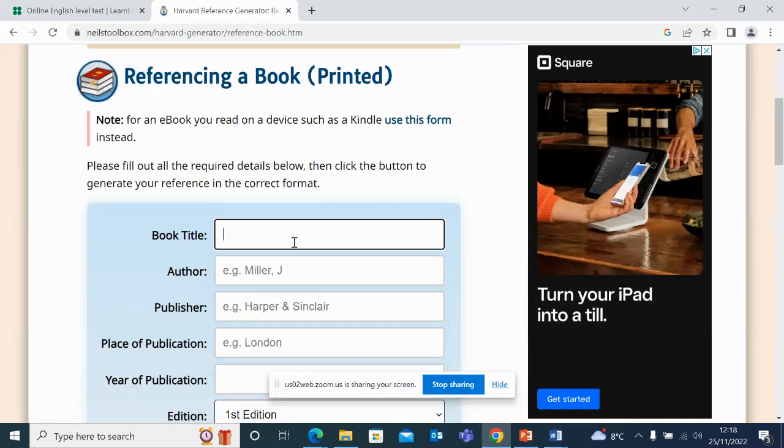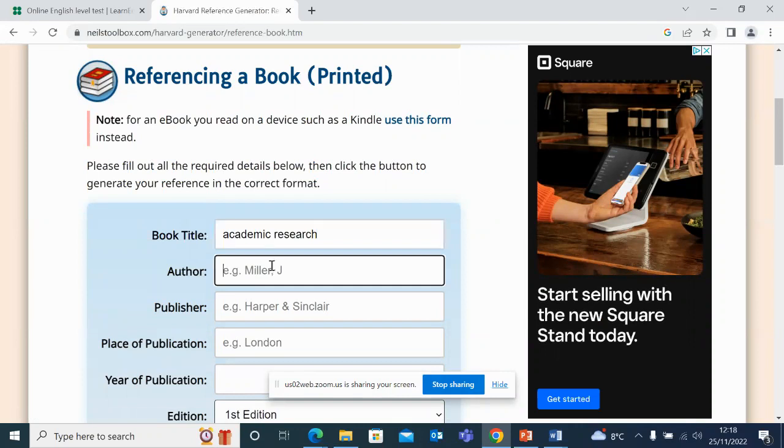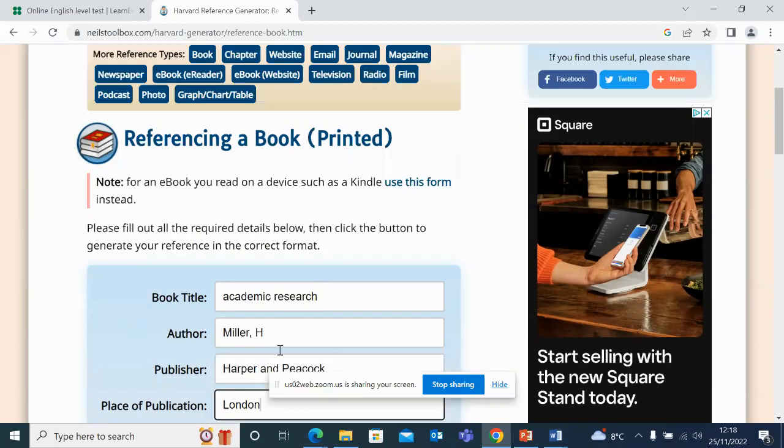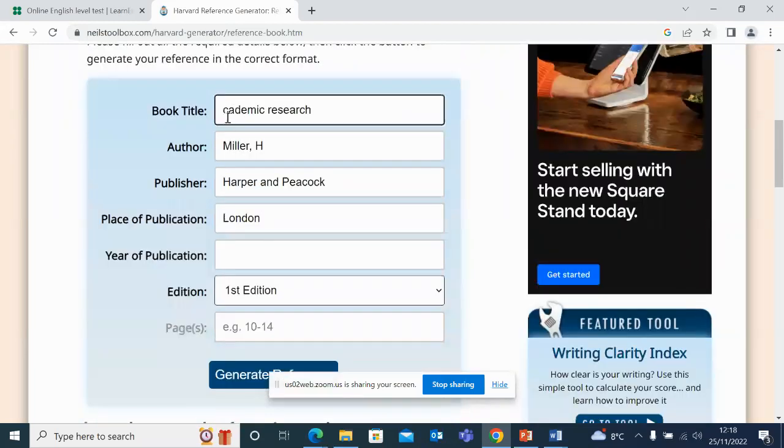So you would put your book title. Let's put academic research, okay? Just an example for you. Then you put the author's name. We'll put Miller H. Then you put the publisher's name, Harper and Peacock. All information you will get from the book, okay? Publishing place, London, year of publisher, just 2020, first edition. Can you see this now?